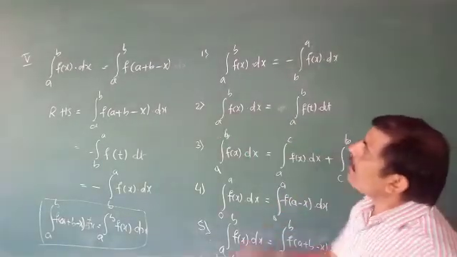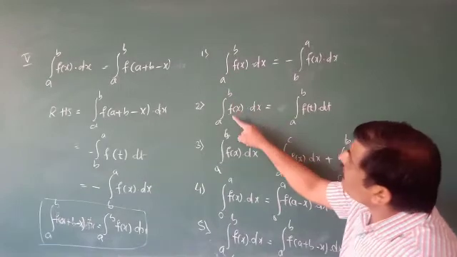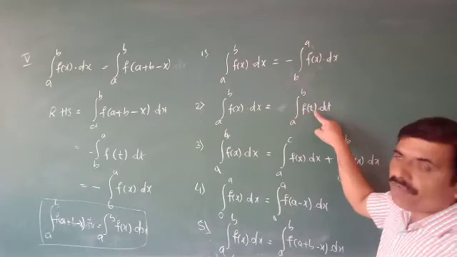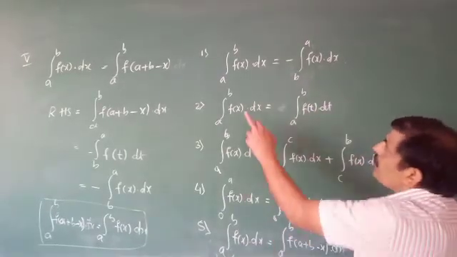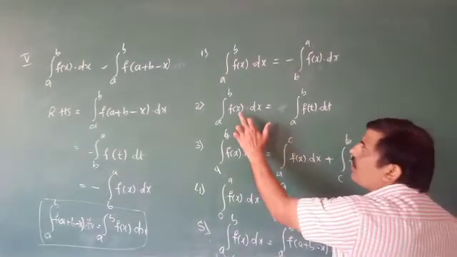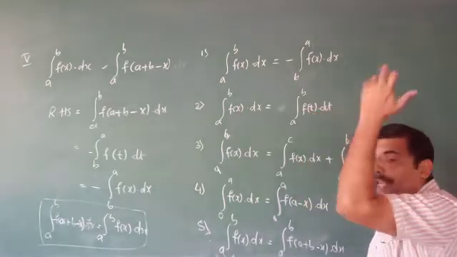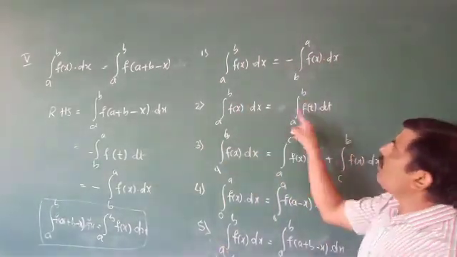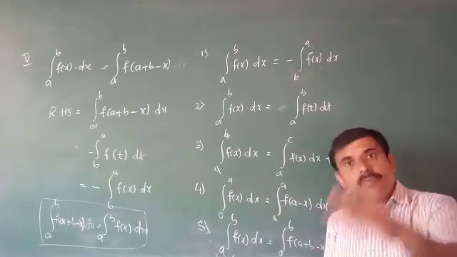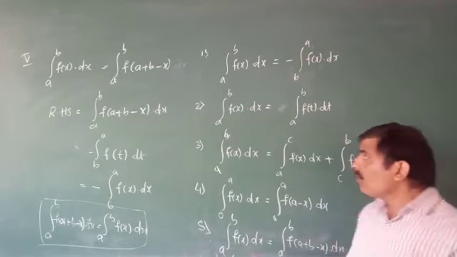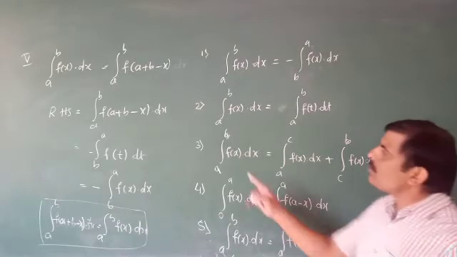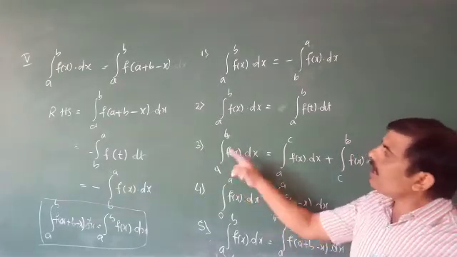OK. The second property is that the integral of a to b of f of x with respect to x is the integral of a to b of f of t with respect to t. That means in a definite integral, if x is replaced by another variable t or theta, whatever variable we change it to, the value of the integral does not change.